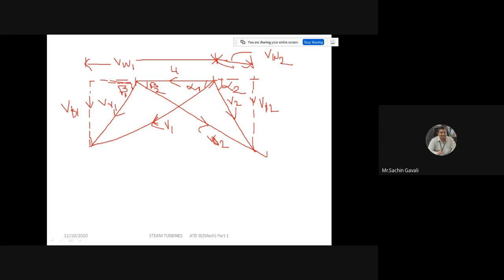It is called the combination of inlet and outlet velocity triangle, or the common blade velocity triangle. The blade velocity is taken common for both because it remains constant, irrespective of the inlet or outlet velocity triangle. This U remains constant. Therefore, this is called the combination of velocity triangle or combined blade velocity triangle diagram.